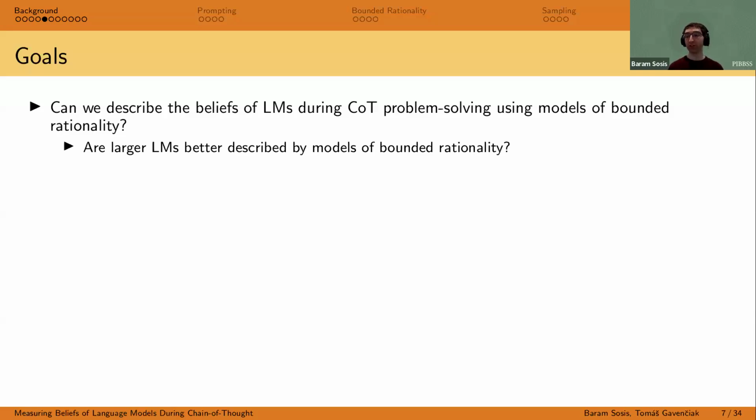So models of bounded rationality were developed to describe human reasoning, which of course isn't always going to be optimal, right? But it might be trying to approach optimality, at least sometimes. So it'd be interesting to apply them to language models to see if there's some sort of belief state that the language model tracks while it's doing reasoning, and maybe it updates it in some way as it sees more evidence or whatever. And yeah, the particular angle that I was interested in was seeing how it varied with LLM size.